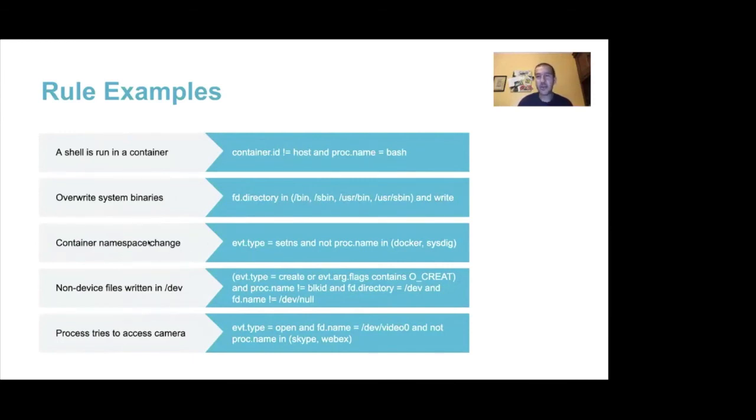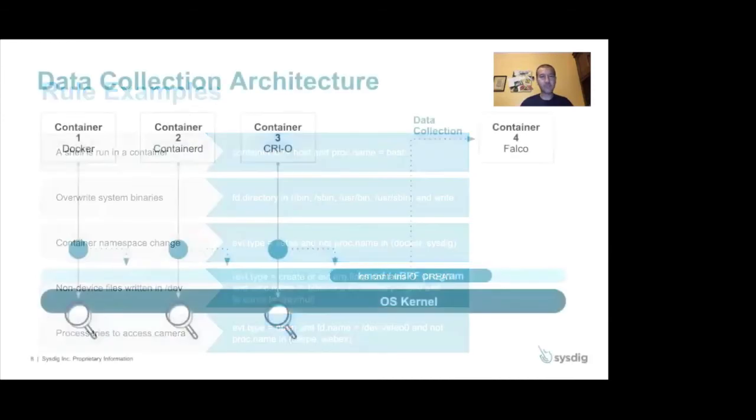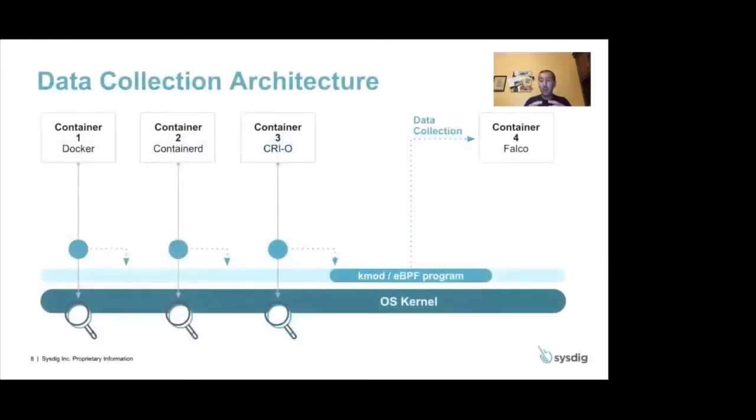Container namespace change. So this rule, for example, is trying to detect a container trying to escape its namespace, its jail. And as you can see in this one, we look at the setns system call, and so on. Rules can become more and more sophisticated, but at the basic, they are trying to be simple, expressive, and powerful at the same time.